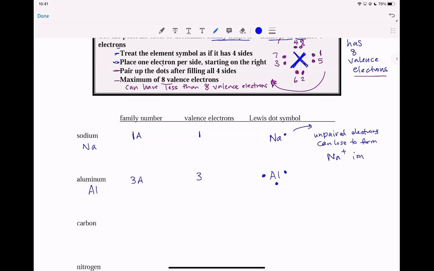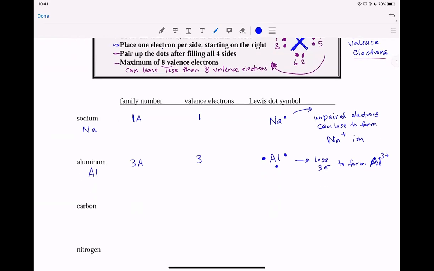So remember, family 1A forms +1 ions. Well, aluminum has 3 unpaired electrons. And guess what happens to those 3 unpaired electrons? This will lose those 3 electrons. Everything in family 3A forms a +3 ion. So aluminum 3+. And so that +3 is less 3 electrons, and that's why it's +3, because you still have the original number of protons in the nucleus.